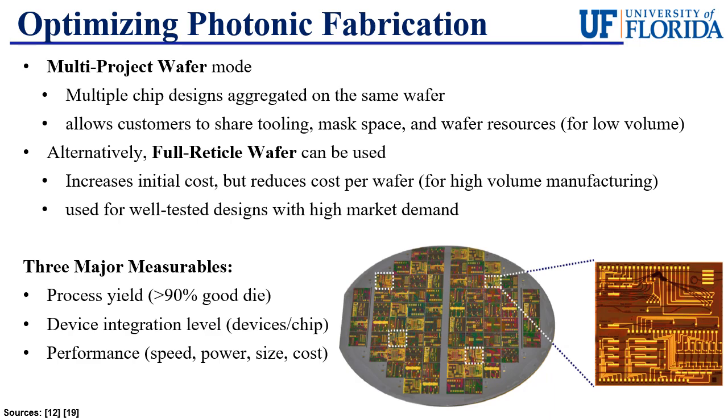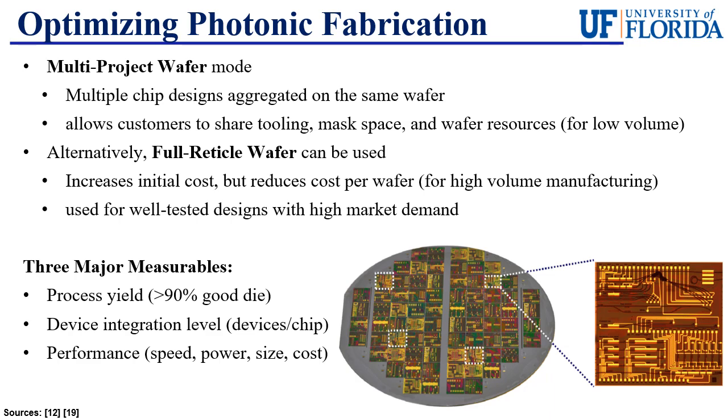The alternate option is to use the full reticle of the wafer to fabricate a single photonic device in higher volume. It may increase the initial cost since you're fully responsible for the tooling and resources, but it reduces the overall cost per wafer in the end. Well-tested devices that have high market demand may choose to use the full reticle for high volume manufacturing and device consistency. And though we're talking about photonic devices, the major measurables of device fabrication remain unchanged.